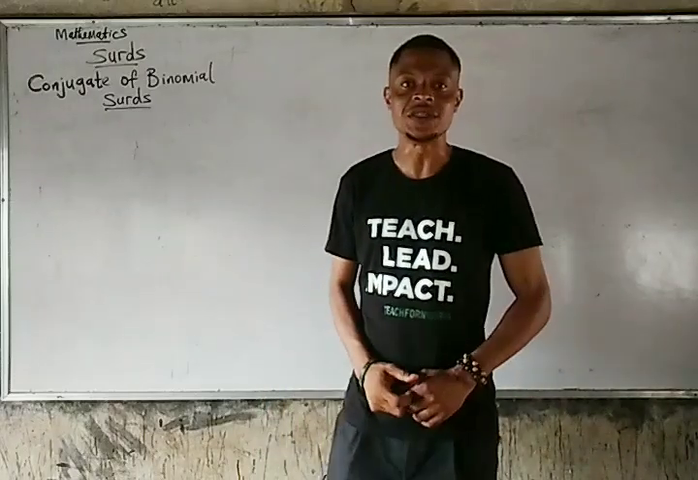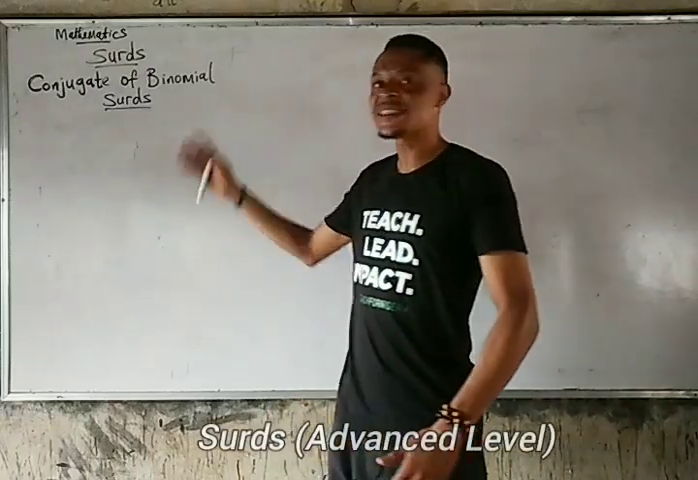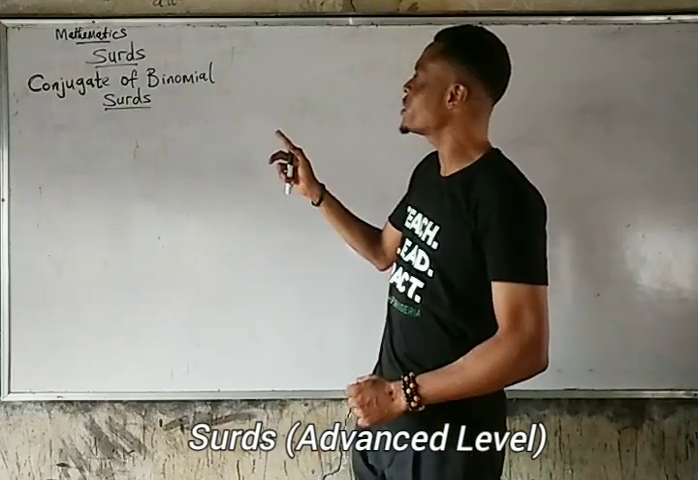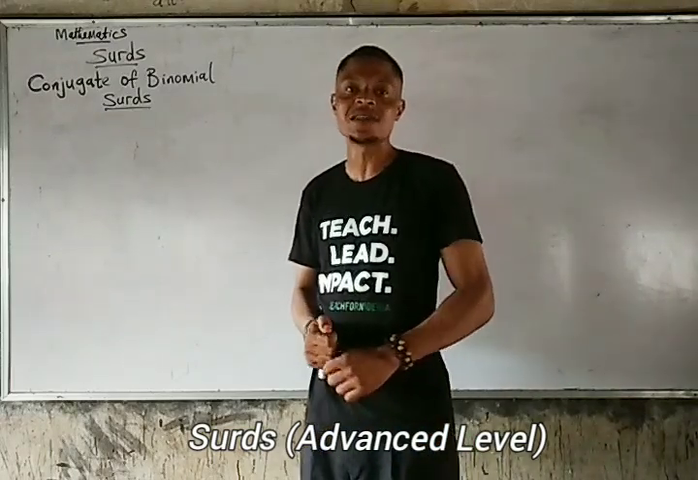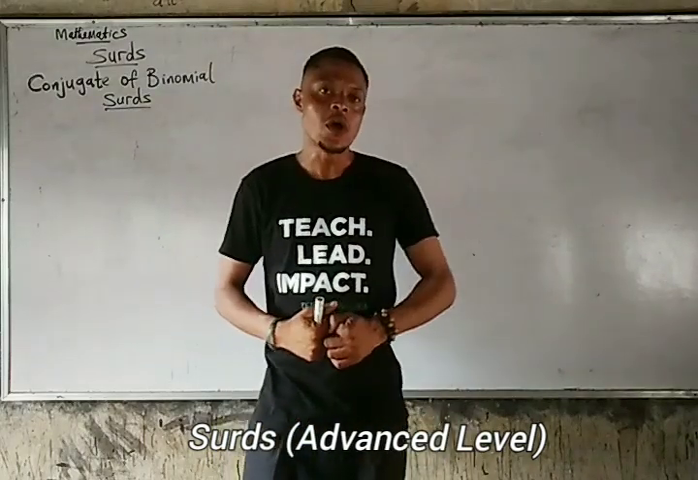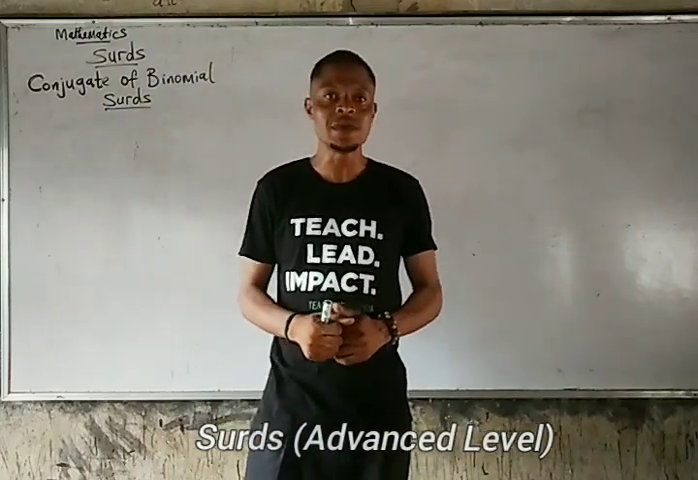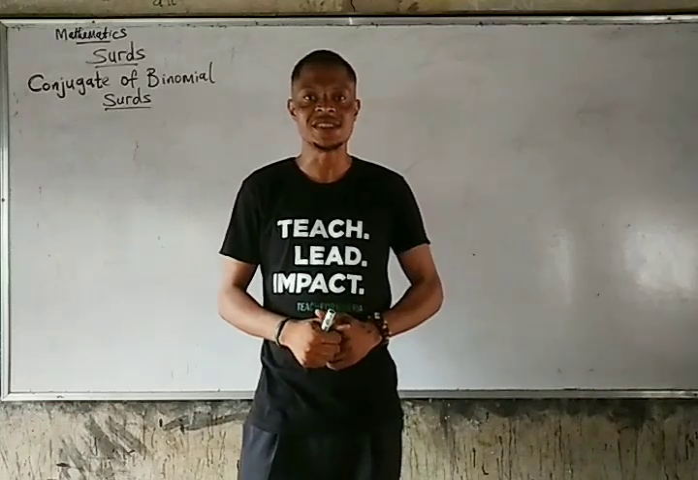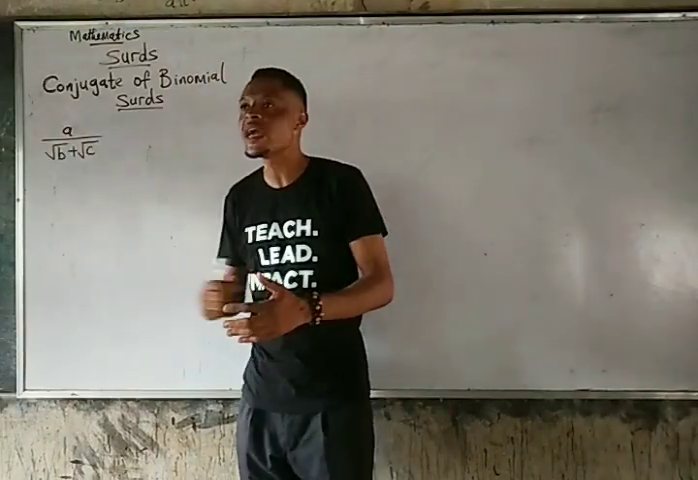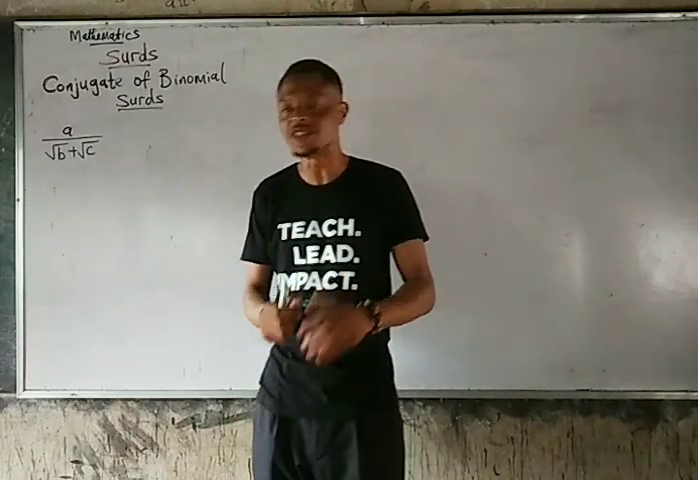We are still on Surds. This is the advanced level of the Surds, where we will be treating the conjugate of a binomial Surds. Before we proceed, let's see a skeletal view of how the conjugate of a binomial Surds is processed. This is the structural view of how a conjugate of a binomial Surds is solved.